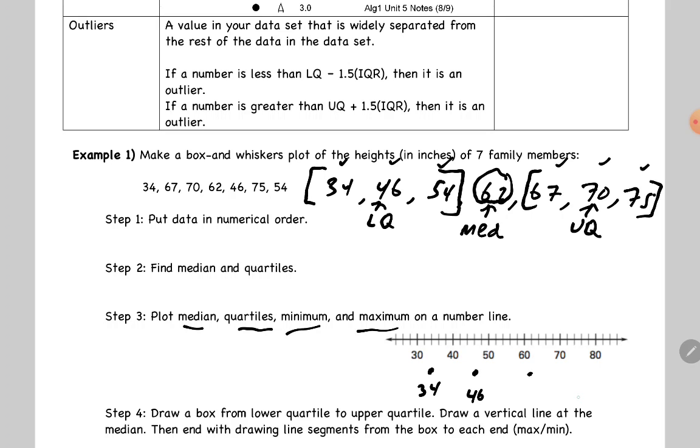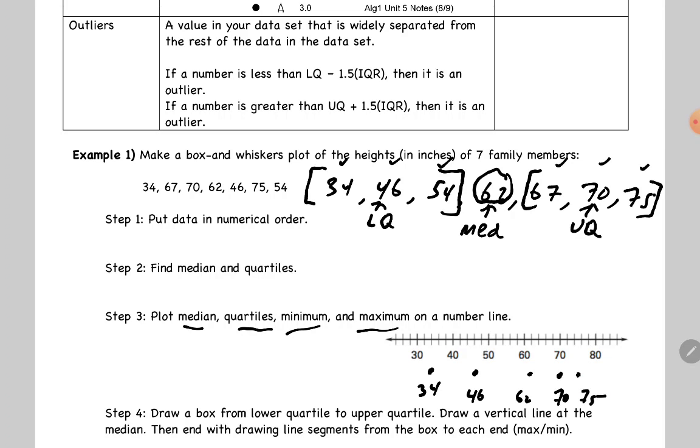And 70 is here. And the maximum value is 75, so 72, 74, around here. Okay, so label all these. 62, 70, 75.